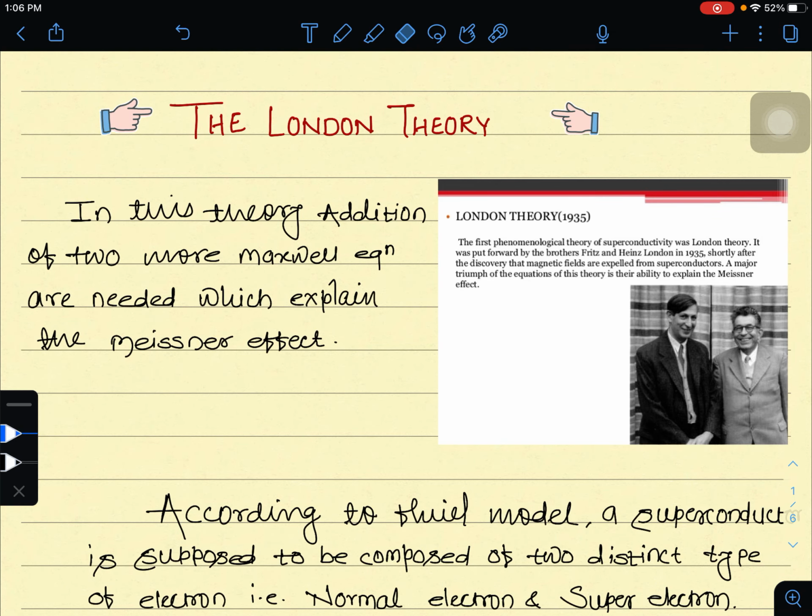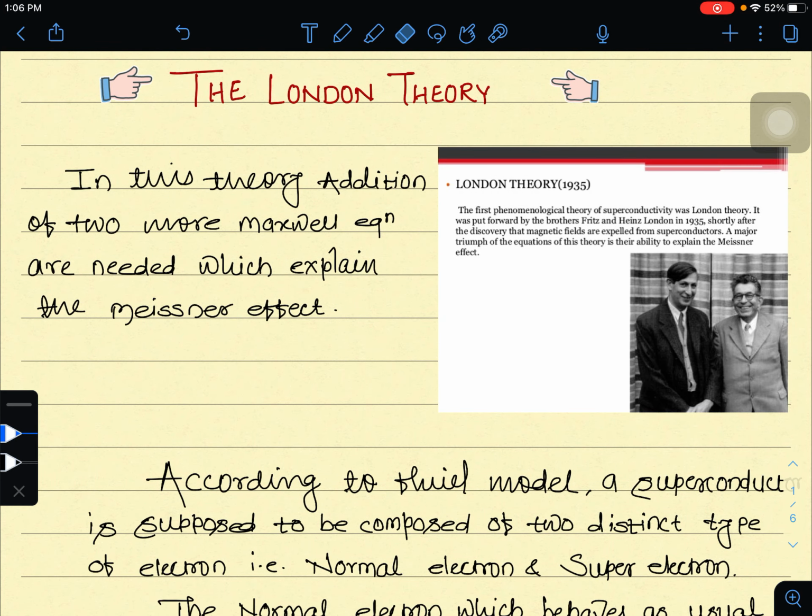That is the London theory. In the London theory, the word London does not show the name of a city. It shows the name of the scientists, the London brothers. Look at that picture. The first one is Fritz London, and the second one is Heinz London. These brothers introduced the London theory in 1935.